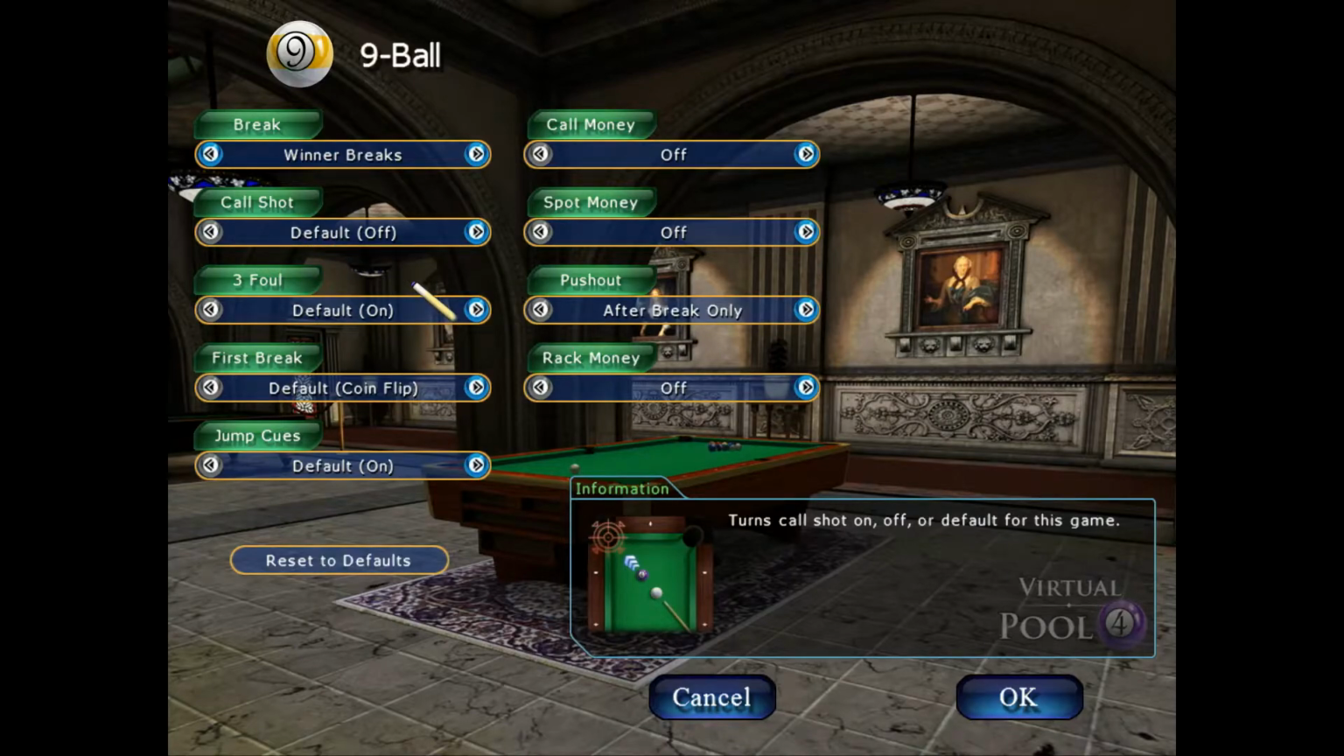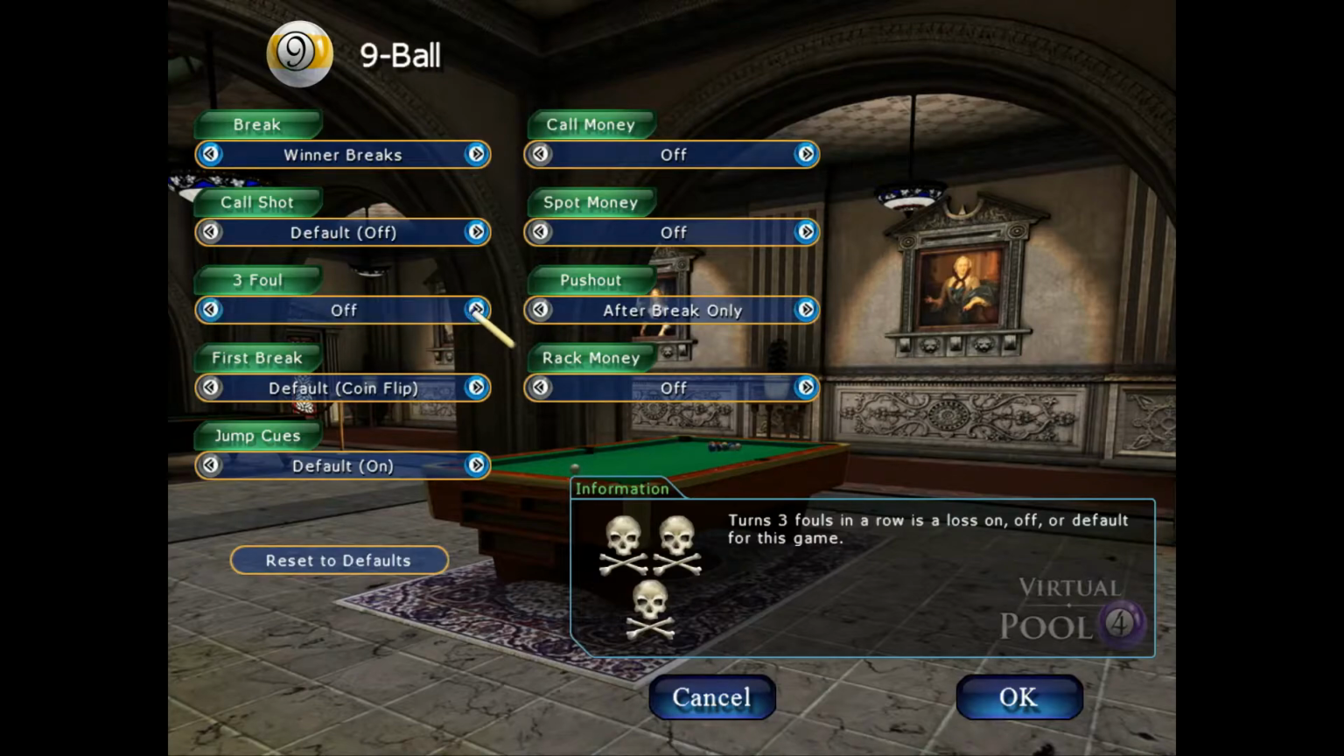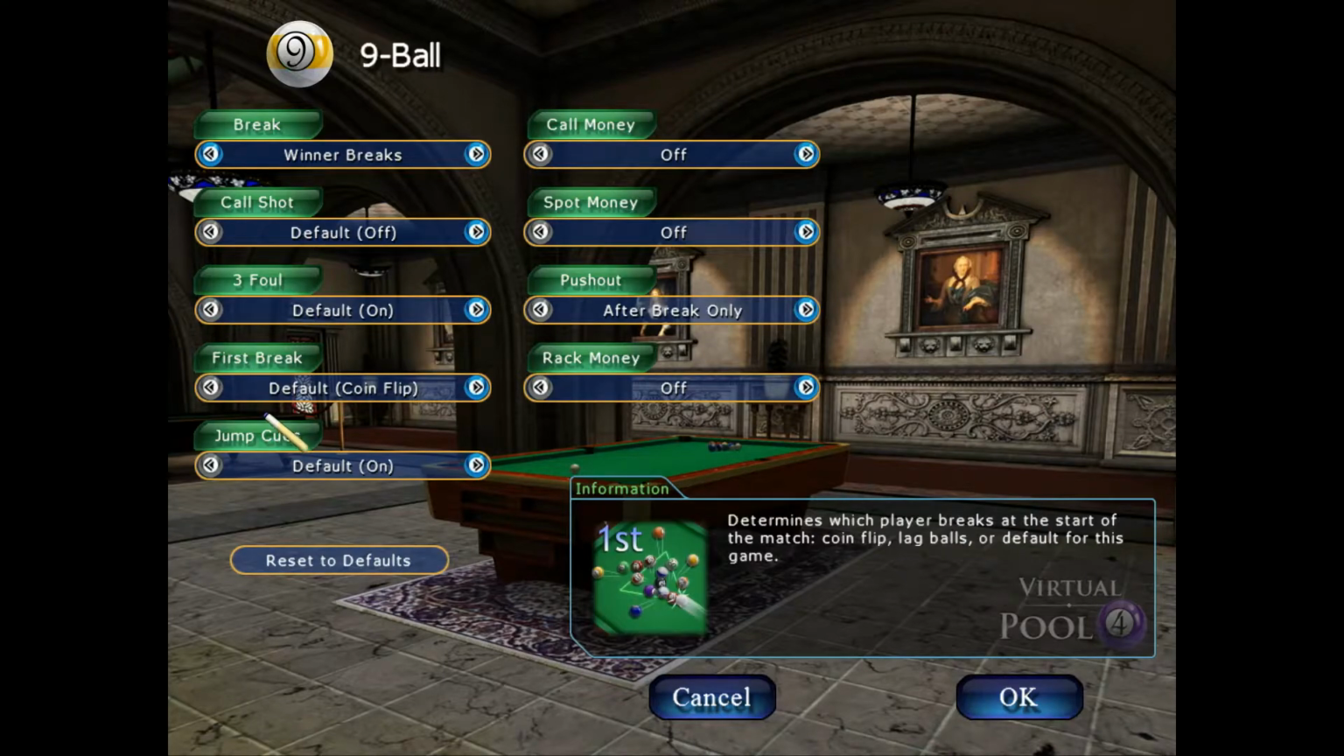You have the 3 foul rule in 9 ball, which strategy wise is an important feature and an important rule in the game. Default is always on because the 3 foul rule is usually always on in 9 ball, but you can switch it off. And the other one is the first break.